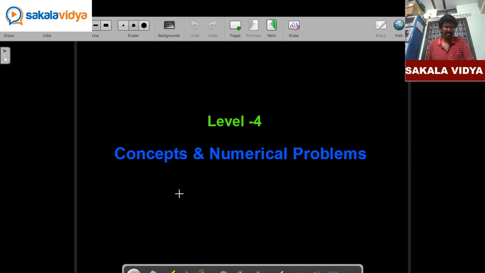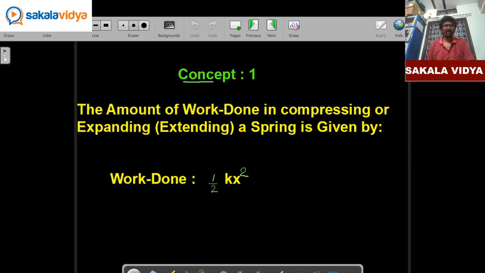So in today's session, let us have some discussion on level 4 concepts and numerical problems in our work. So the first concept, concept number 1.